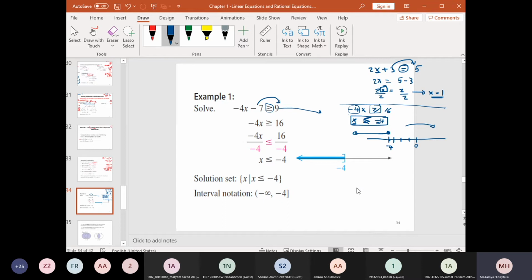يبقى لما نجي أقرأ x is less than or equal -4. If you're reading from this side going like that, we say -4 is greater than or equal x. But always we read from left to the right. So x is less than or equal -4. So less than or equal, like that. You go like that. So every number here will satisfy the inequality.